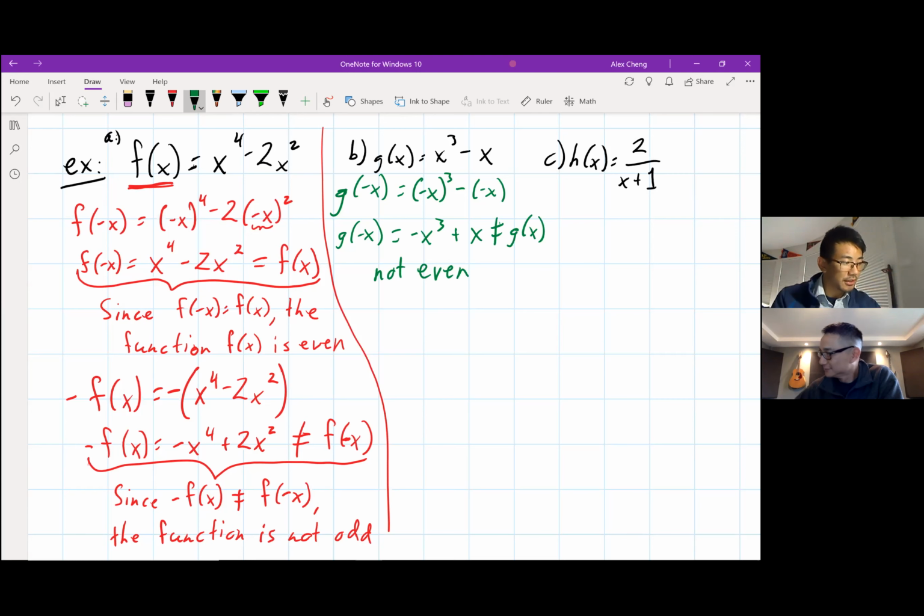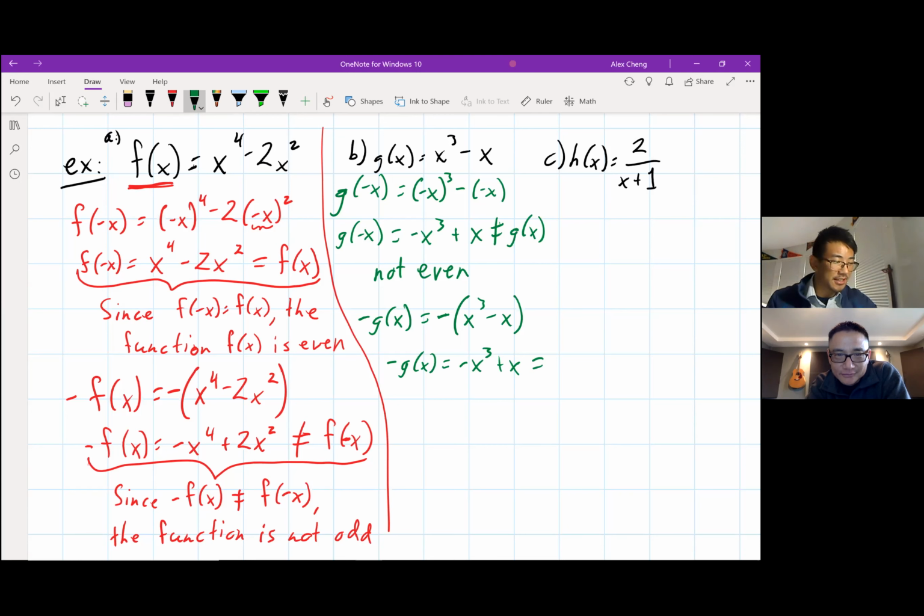And now let's check negative g of x. So I'll just plop that parentheses and that negative sign in front, like so. And when I distribute that, I will get negative g of x equal to negative x cubed plus x. Remember, it really helps to talk to yourself and remind yourself what needs to be equal to what to make it even or odd. And remember, we're checking to see, is this equal to g of negative x? This is how we check oddness of functions.